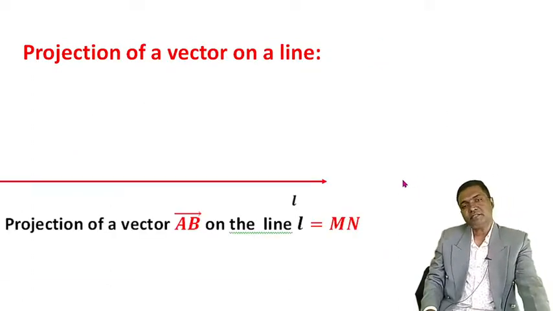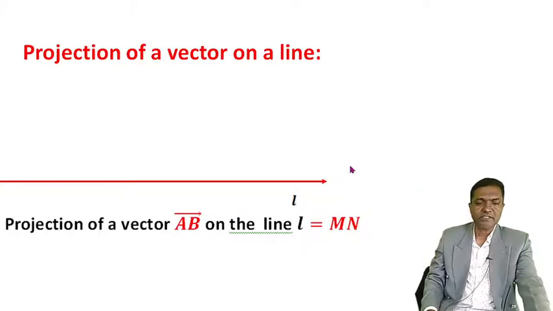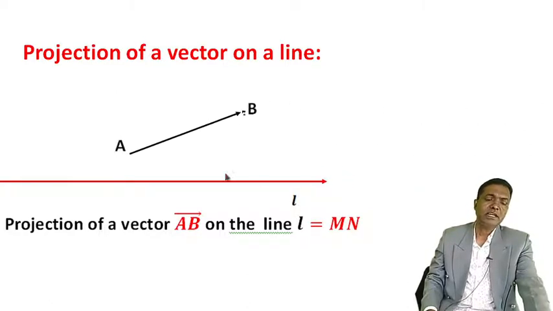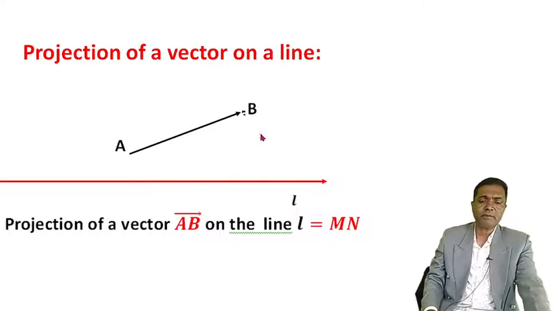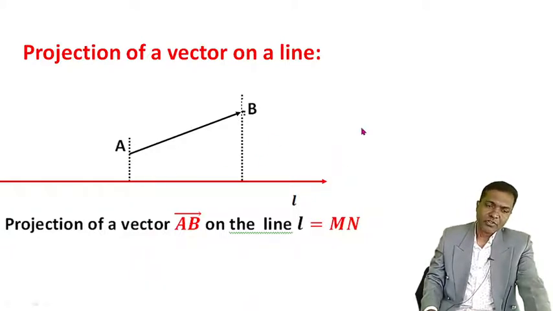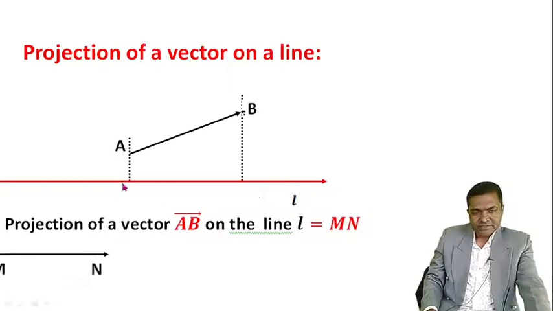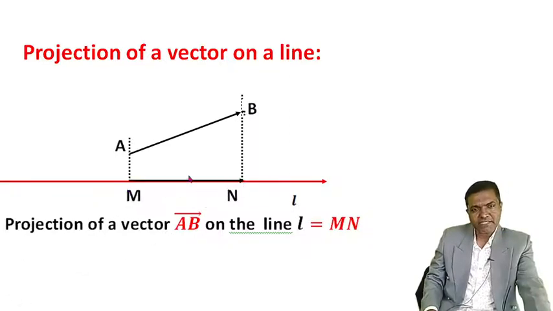Let's understand one more thing. Suppose we talk in terms of vectors. This is a line L and this is a vector AB. I want the projection of vector AB on the line L. Again you have to draw perpendiculars from these two ends on the line L. If this is M and this is N, these are the feet of perpendiculars drawn from A and B. So MN is the projection of vector AB on the line L.